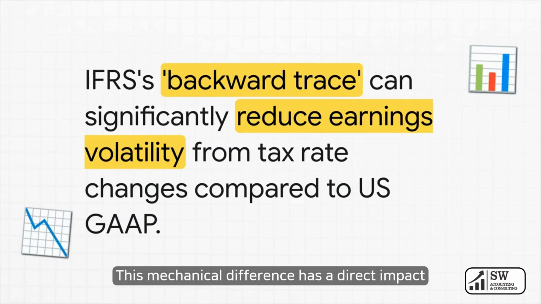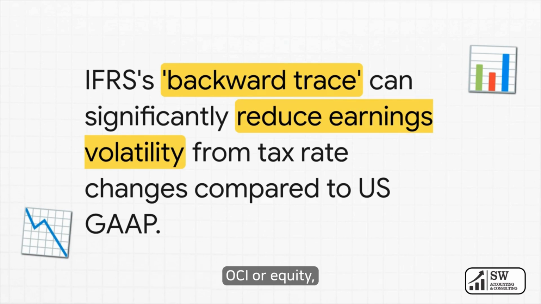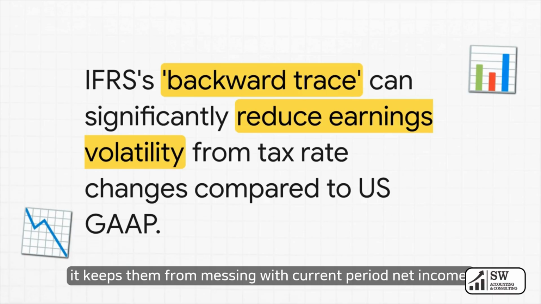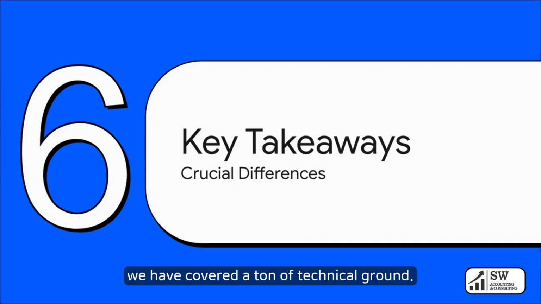The bottom line here is huge. This mechanical difference has a direct impact on a company's reported earnings. Because IFRS traces these impacts back to OCI or equity, it keeps them from messing with current period net income. This can make a company's earnings look way less volatile under IFRS than they would under US GAAP, even with the exact same economic events.